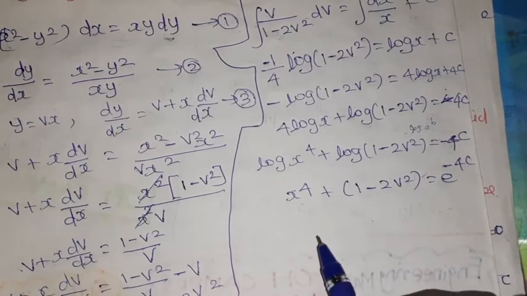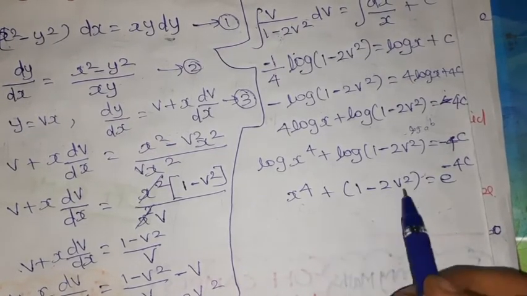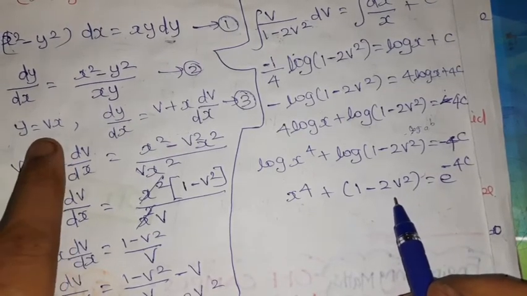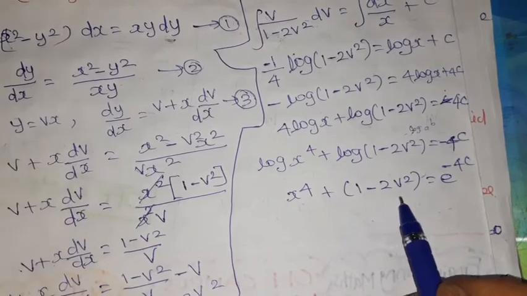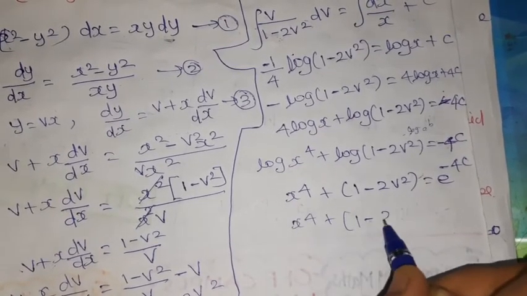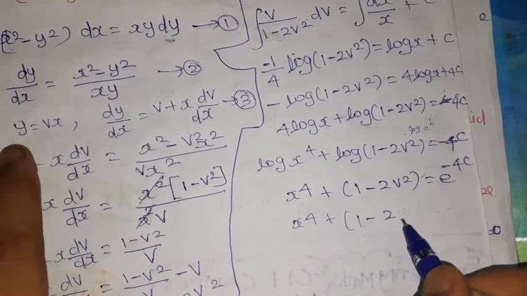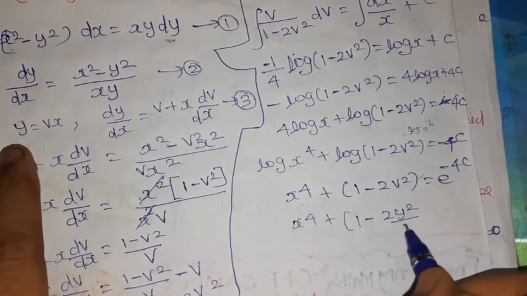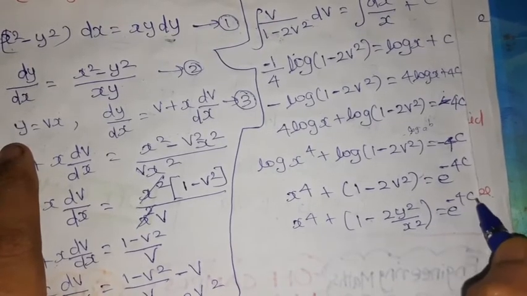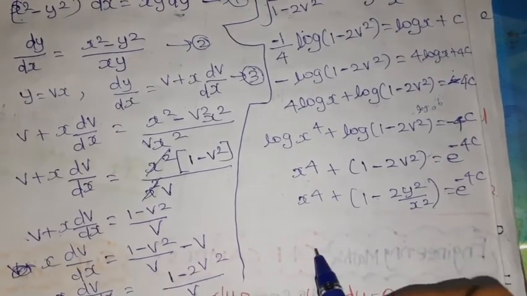Then what we need to do, don't forget to substitute for y equals vx. So y equals vx means v equals y by x. Substitute this here: 1 minus 2 into v squared, which is y squared by x squared, equals e power minus 4c. So what is next?